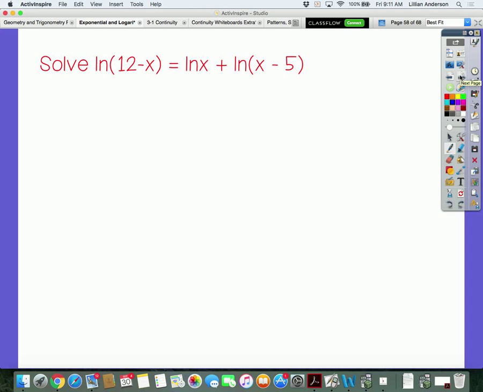All right, let's look at this one. We're going to solve the natural log of 12 minus x equals the ln of x plus ln x minus 5. Can we cancel out the ln's and just say it's 12 minus x equals x plus x minus 5?